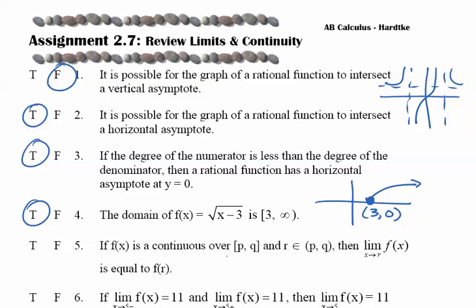If f of x is continuous over a closed interval and r is an element of the open interval from p to q, then the limit must be equal to f of r. So if it is continuous, remember our theorem, continuity guarantees a limit. So if f is continuous over this interval and r is somewhere between p and q, then we can find the limit by directly substituting r into our function. So that would be true.